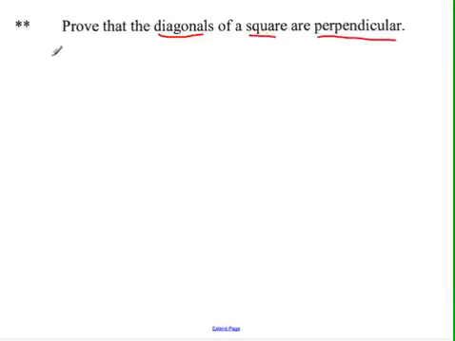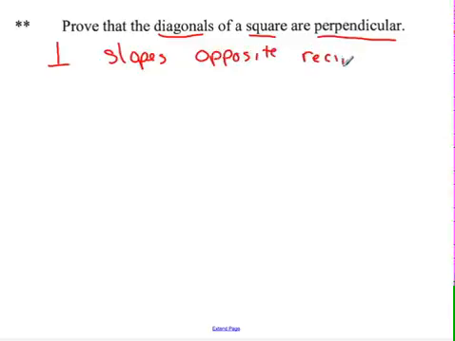So what we have to think about is what does perpendicular mean. Perpendicular means that your slopes are going to be opposite reciprocals. Okay, so this is taking one concept that we've talked about before and really trying to synthesize it with another idea. Then we're talking about the diagonals of a square.